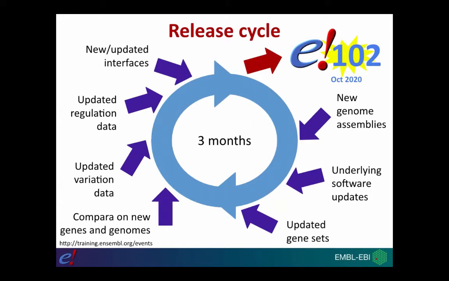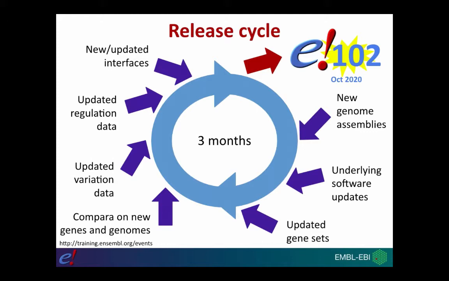At the moment, we're currently looking for new genome assemblies for different species. We're updating our underlying software. We're updating any gene annotation according to new evidence, new data that's being produced. We reperform our comparative analyses based on the new species that are being loaded into our databases. We update and import new variation data where that's available. We update our regulatory build, our regulation data, and we also update our web interfaces as well.